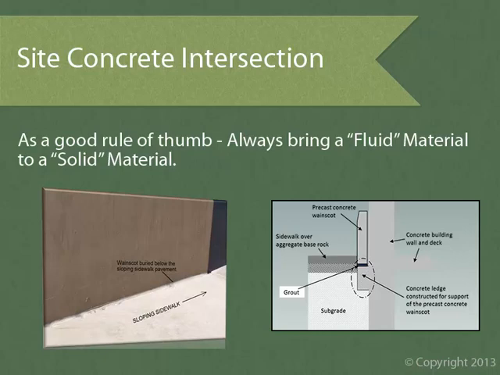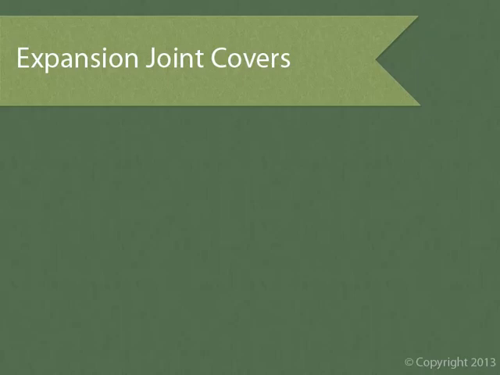We want the solid products to go in first, and the fluid products second in order to take advantage of what I'll call the innate flexibility of fluid products. Now let's go through some expansion joint cover examples.